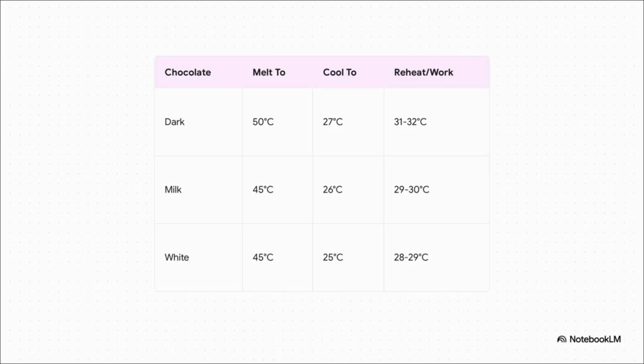And this is exactly where most pastry cooks fail, by treating every type of chocolate identically. Listen to the numbers here. Dark chocolate needs to be melted to 50 degrees, cooled down to 27, and gently reheated to work at 31 to 32. Milk chocolate, melted only to 45, cooled lower to 26, and worked at 29 to 30. And white chocolate, melted safely at 45, cooled all the way down to 25, and worked at a highly strict 28 to 29 degrees.